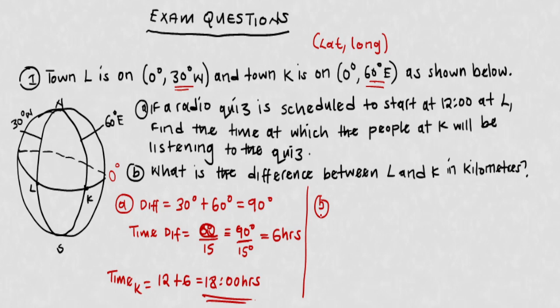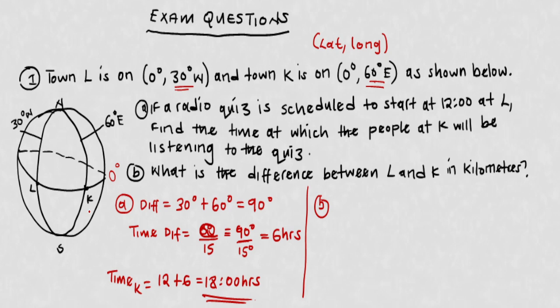What is the difference between L and K in kilometers? Now look at between L and K. We're looking for the difference in latitudes. Now, how are you going to find the difference between L and K in kilometers? There is a difference when they ask you to find the answer in kilometers and when they ask you to find the answer in nautical miles. The difference comes in when you now concentrate.